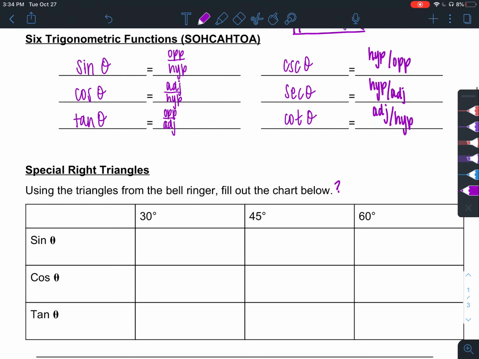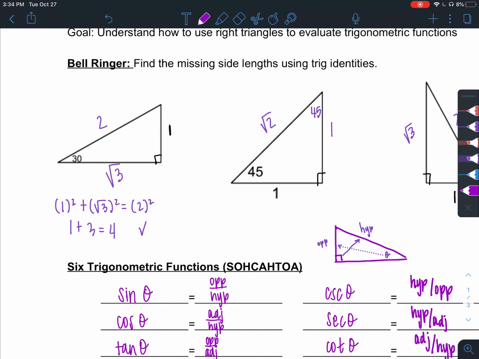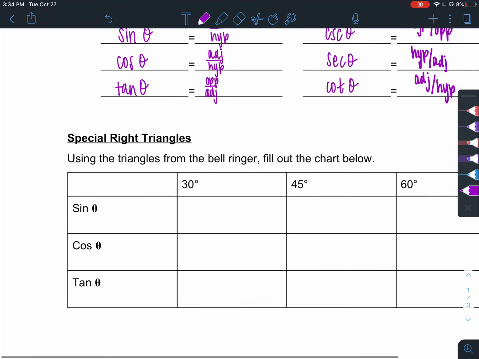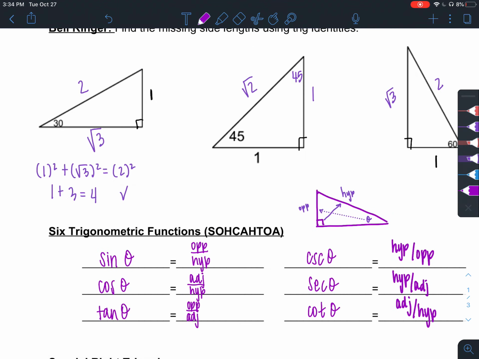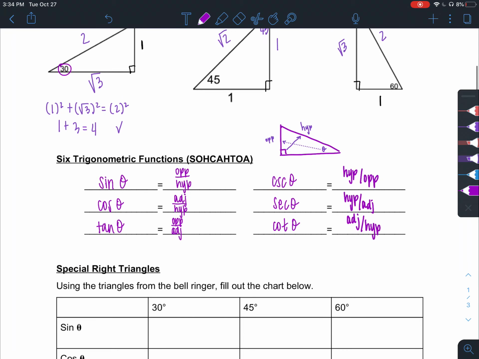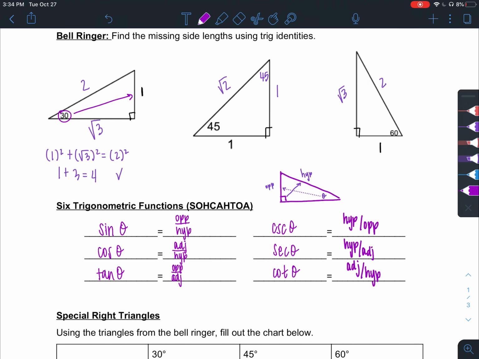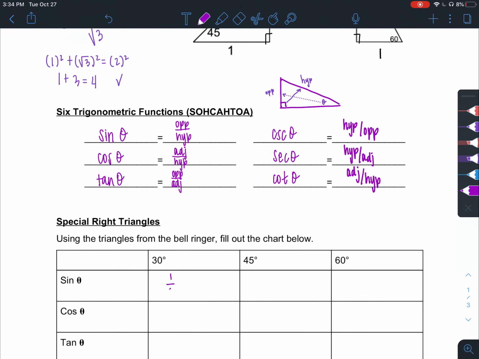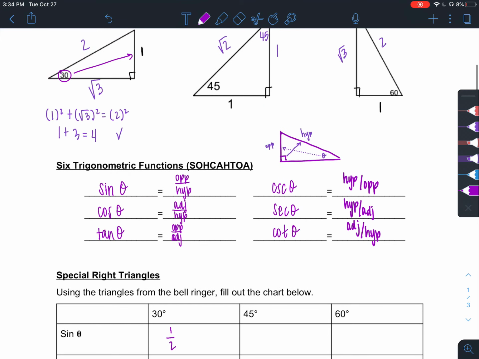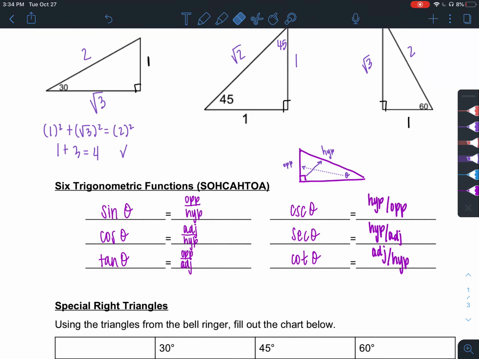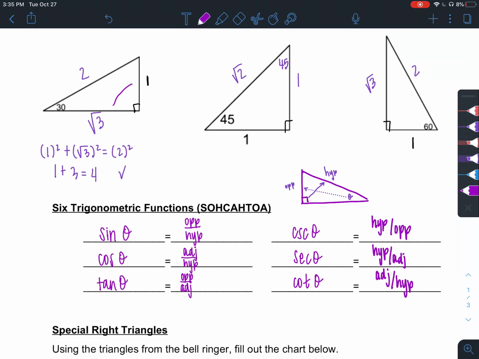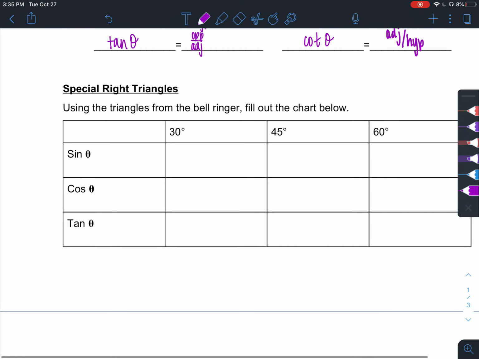Okay, so we want to fill out this chart down here using our bell ringer. So I'm going to go over the first one with you. I'm going to take this triangle to solve this one here. So I have my 30 degrees triangle, and I want sine. So my opposite over my hypotenuse, which is 2. So I have 1 over 2 for that one. Cosine is going to be my adjacent side over my hypotenuse. So radical 3 over 2.